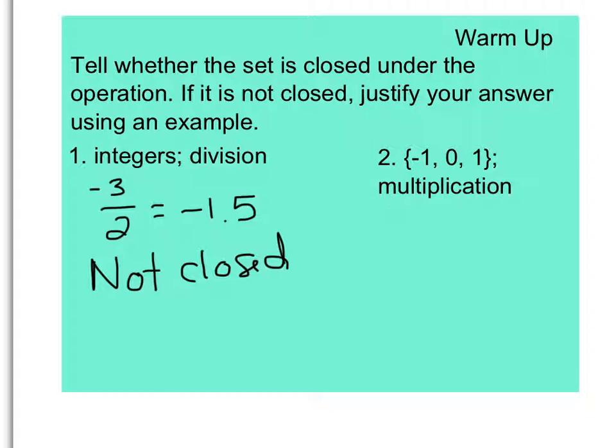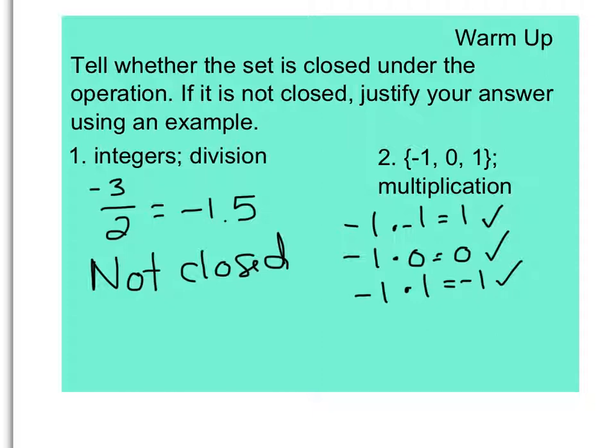Number two, we have to take these numbers and see if they're closed by multiplication. So you should have started and said, okay, -1 times itself. Well, that's +1. So that's good. -1 times 0. That's 0, that's in the set, so we're good. And then -1 times 1 is -1, and that's also in the set.